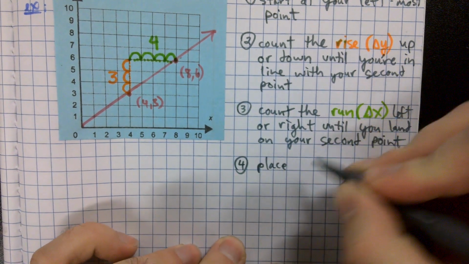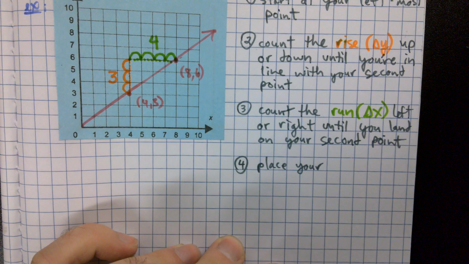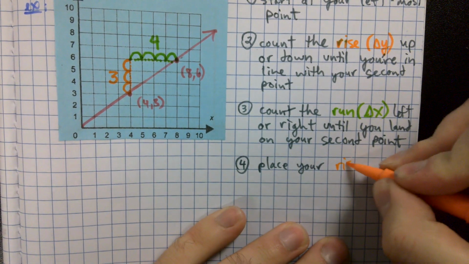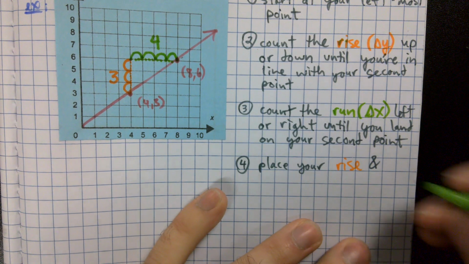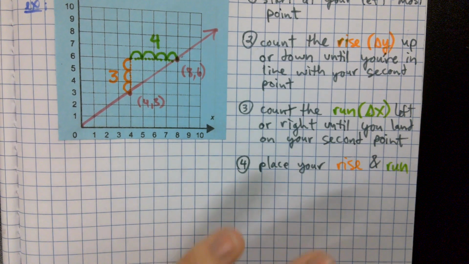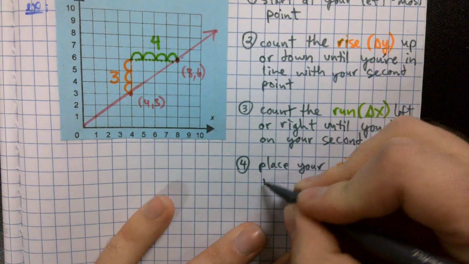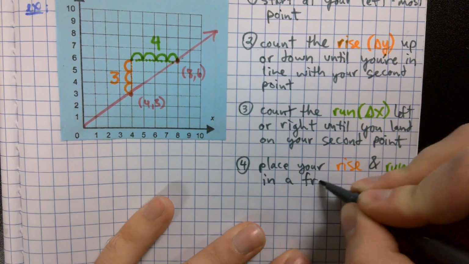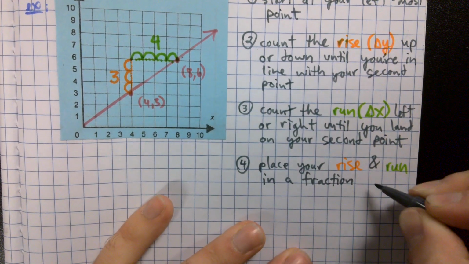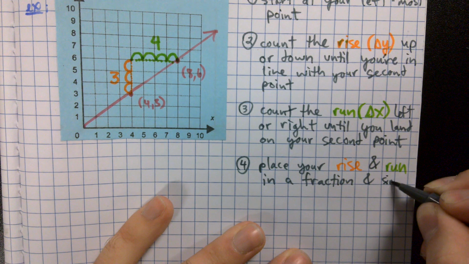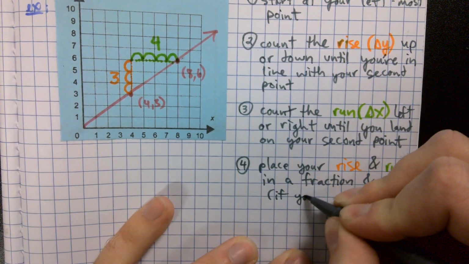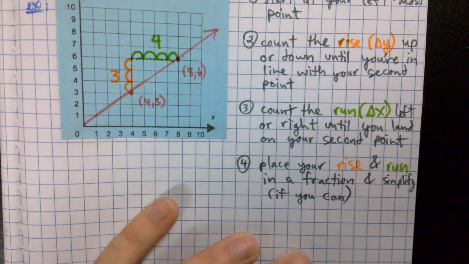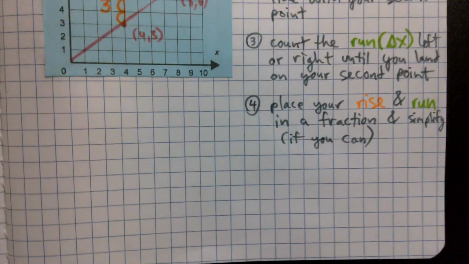Last step, step 4. We're going to place your rise and your run in a fraction and simplify if you can. Not always going to be able to simplify, but if you can, we will.